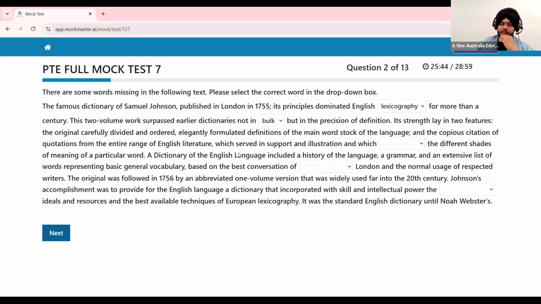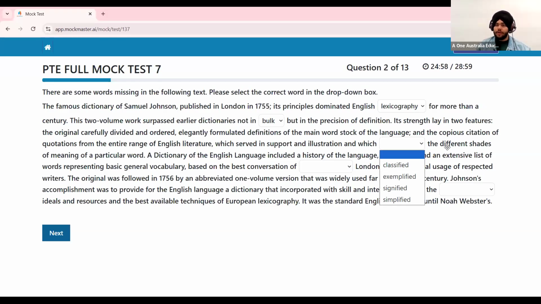Okay. Then for the next one, I'll read, which served in support and illustration, and which dash the different shades of meaning of a particular word. Now my focus is which dash the different shades of meaning. So let's call it which dash the different shades of a particular word. Now, can be simplified. It will not be signified because I don't think they can signify different shades. I'm not sure of exemplified. I don't think it should be classified. Now the thing is, guys, I'm confused between classified, exemplified, and simplified. What we are going to do here is we are going to skip this for now. We are going to finish all of our answers and then we come back to it.